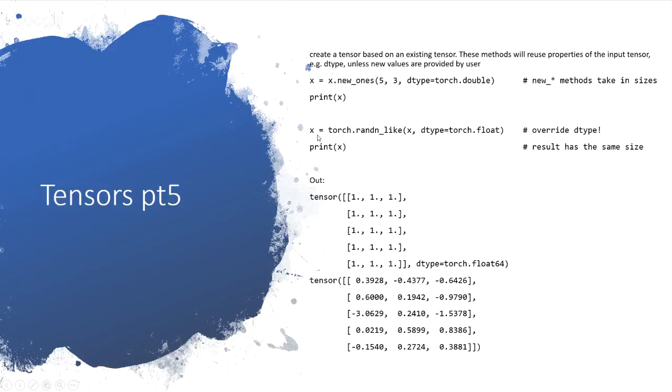Now, if we take that and change it to x equals torch.randn_like and input x, it overrides the dtype, but it's the same size, so it just changes the dtype.